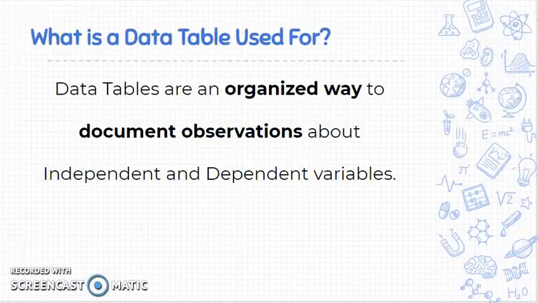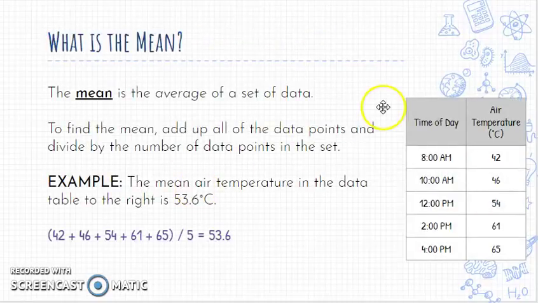So when we're recording our data, we usually record it on a data table, which is simply an organized way to document our observations about our independent and our dependent variables. So a place to record what we've observed. This is an example of what that might look like. Here we have our independent variable, and here we have our dependent variable. So we've chosen the times of day that we're going to look at in this experiment, and we're measuring the air temperature at each of those times of day.